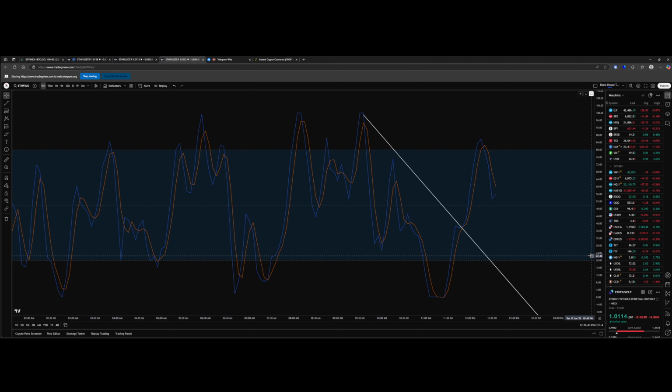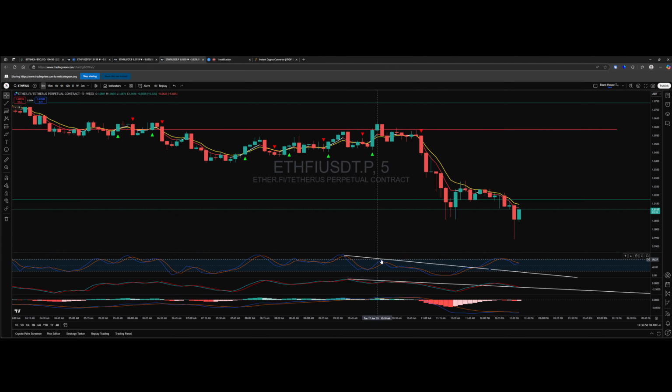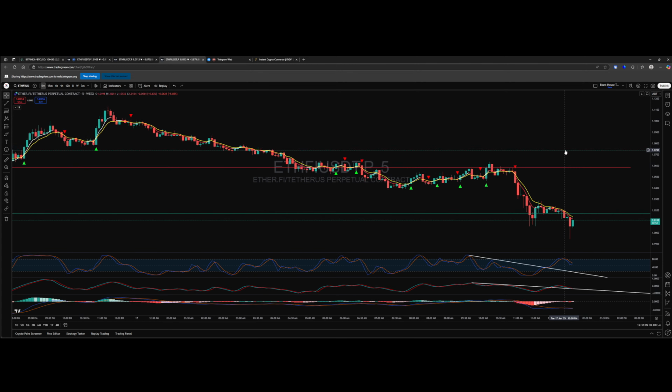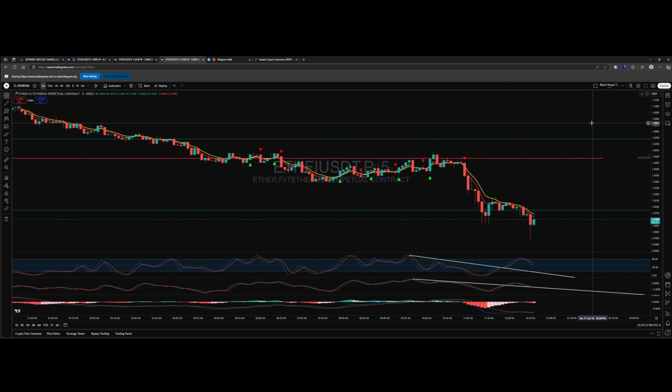This is the stochastic RSI. I'm not sure if I'm making that worse or not, but what I'm trying to point out to you is this top, lower top, lower top. Fisher transform, lower top, and the MACD is obvious. It just was sitting flat and then rolled over. So there's always other things on your chart that are going to be helpful.